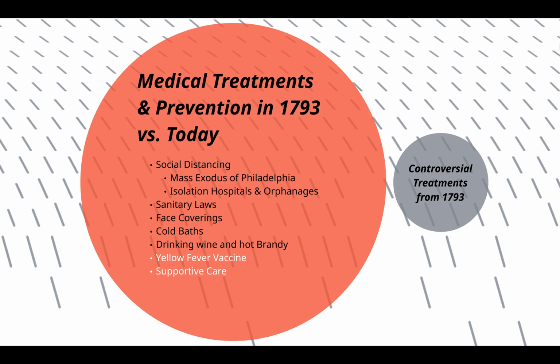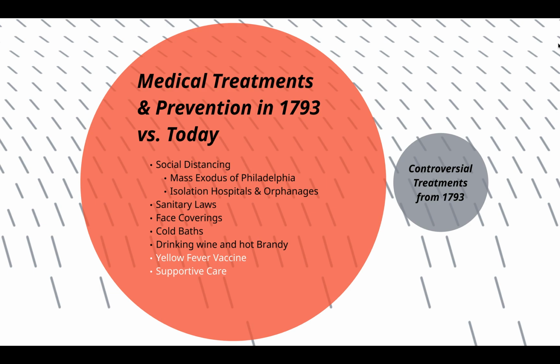There were also makeshift face coverings where people would dip handkerchiefs into vinegar or smoked tobacco, and that was supposed to help protect from the polluted air, which was something that was held due to miasma theory. Another treatment for yellow fever was cold baths and drinking wine and hot brandy. And this was more of a natural method that Alexander Hamilton had suggested at the time.